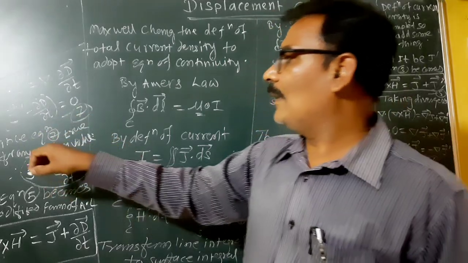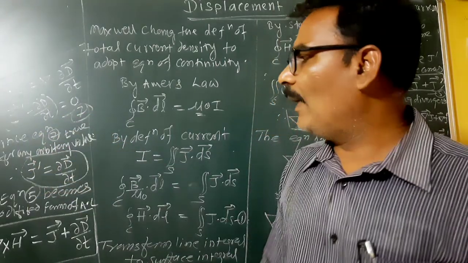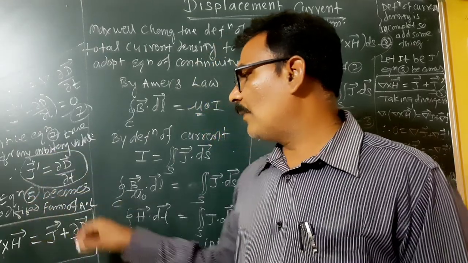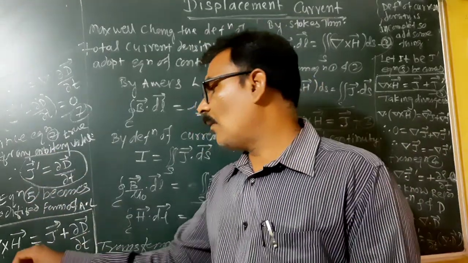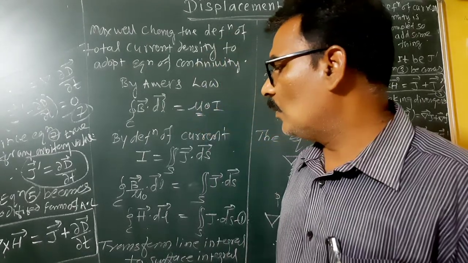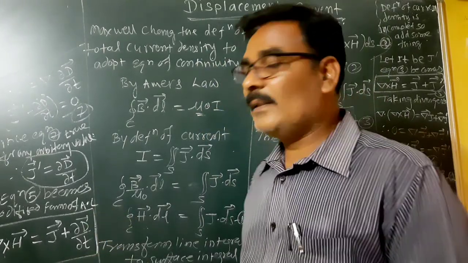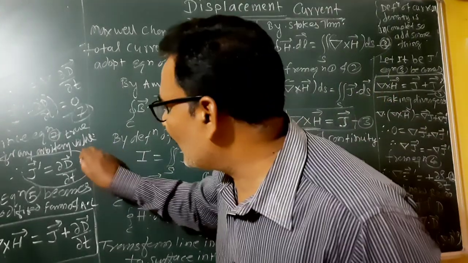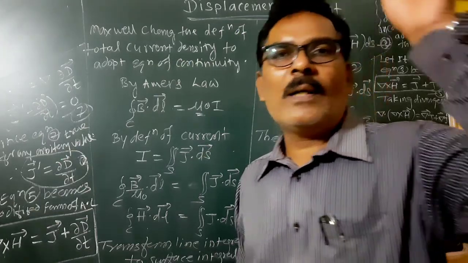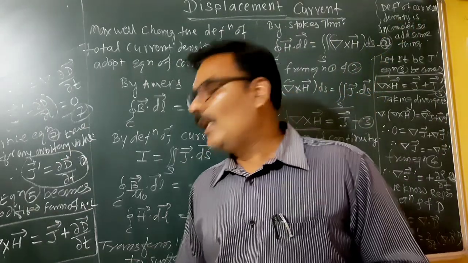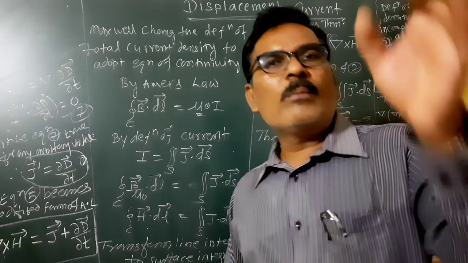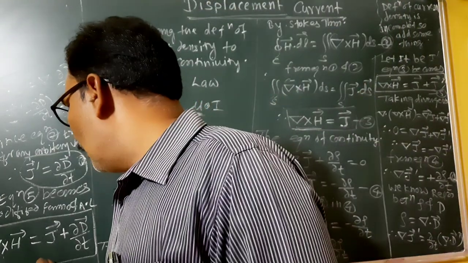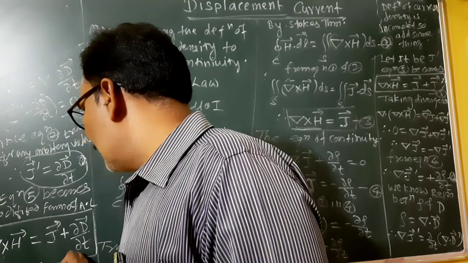This is equation 7. Since equation 7 is true for any arbitrary value, J bar dash is equal to dou D bar by dou t. Equation 7 becomes the modified form, and that gives curl of H bar is equal to J bar plus dou D bar by dou t. This is the modified form with displacement current, and this factor is called displacement current. Finally, this equation is called the fourth Maxwell's equation, and it is very important.